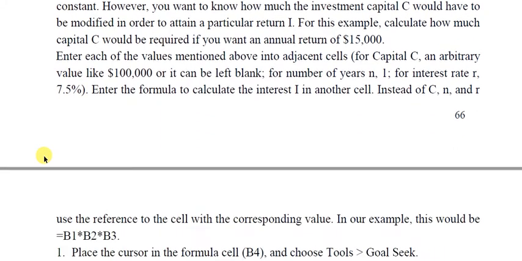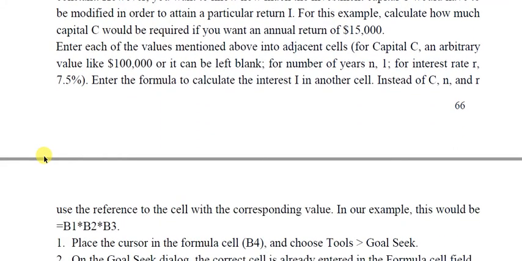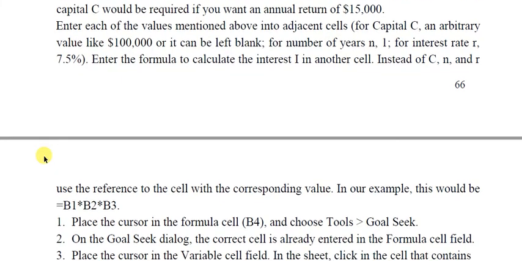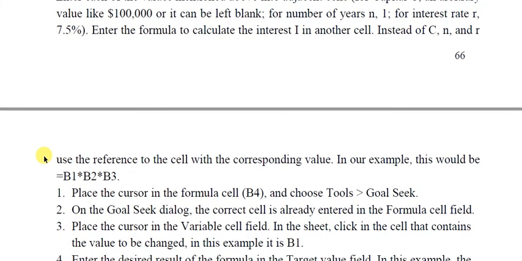So what we have to do is enter each of the values mentioned above into adjacent cells. For capital C, you can have an arbitrary value or it can be left blank. For the number of years, you should enter 1. For interest rate, you should enter 7.5. Then enter the formula to calculate the interest I in the other cell. Instead of C, N and R, use the cell references.